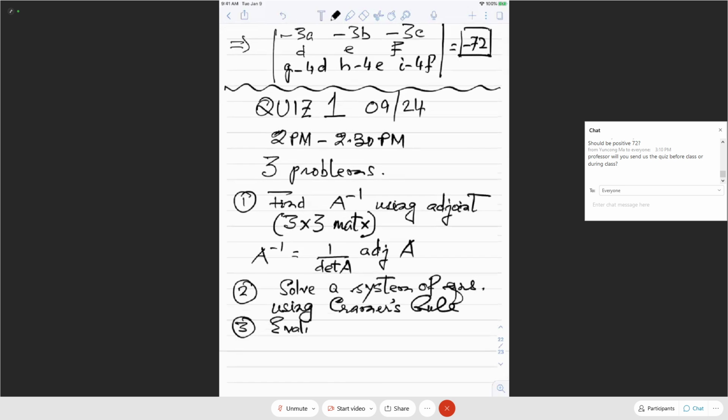Number 3: evaluate, maybe I will give you a 5 by 5 determinant, just for fun. 4 by 4 or a 5 by 5? We're good with 4 by 4. Using row reduction.